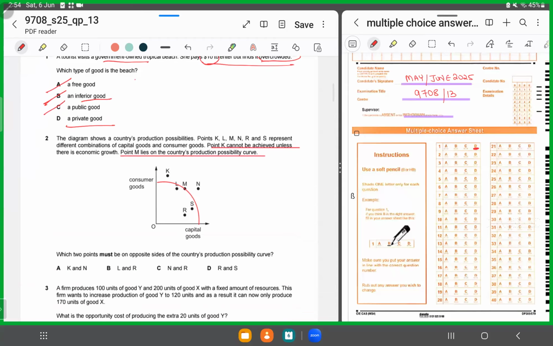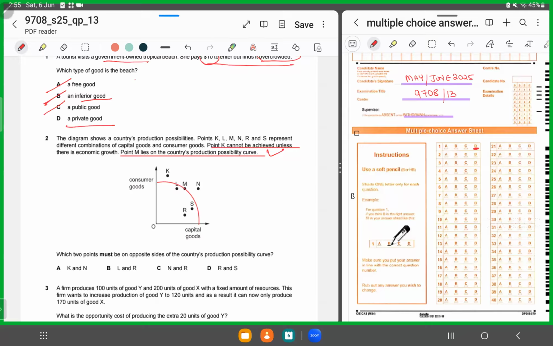Moving forward, MCQ number 2. MCQ number 2 talks about a PPC curve. They had displayed these points, and I have drawn the curve through the point M. Why? Because they said point M lies on the country's PPC. So I drew the curve in such a way that point M comes onto the boundary line. They say points K, L, M, N, R, and S all represent different combinations of both capital goods and consumer goods. The vertical axis displays the capital goods, the horizontal displays the consumer goods.